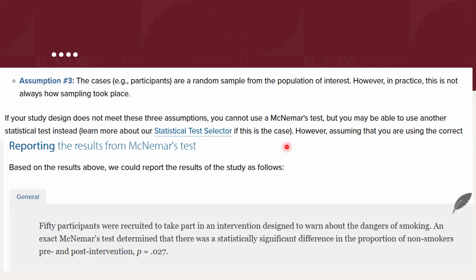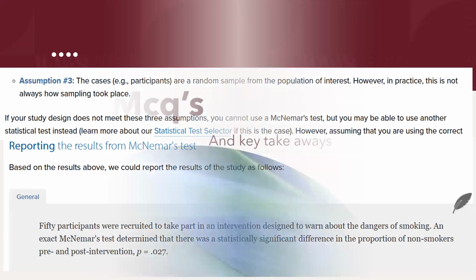However, assuming that you are using the correct test based on the result above, we could report the results of the study as follows. 50 participants were recruited, this is just an example, to take part in an intervention designed to warn about the dangers of smoking. An exact McNemar's test determined that there was a statistically significant difference in the proportion of non-smokers pre and post intervention with a p-value of 0.027. So this is how we are going to interpret and report the McNemar's test.